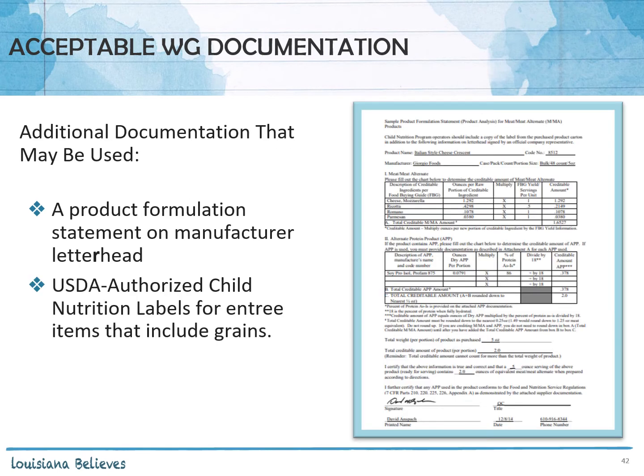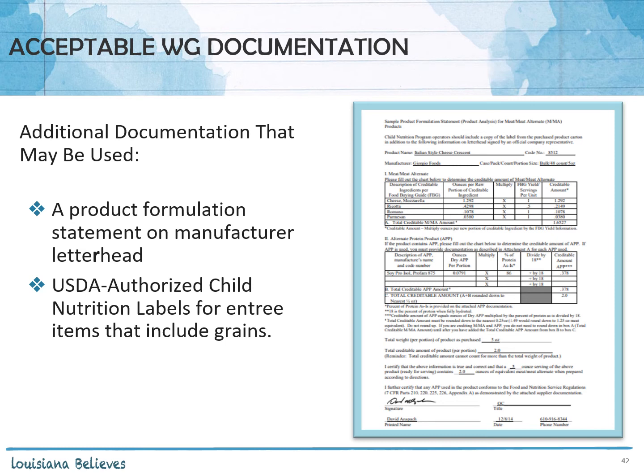Documentation that may also be used as acceptable whole grain documentation can be a product formulation statement on manufacturer letterhead or a standardized recipe. Product formulation statements are developed by manufacturers to provide specific information about their products. They generally include a detailed explanation of what the product contains and the amount of each ingredient in the product by weight. Unlike CN labels, there is no standard information required for the product formulation statements.